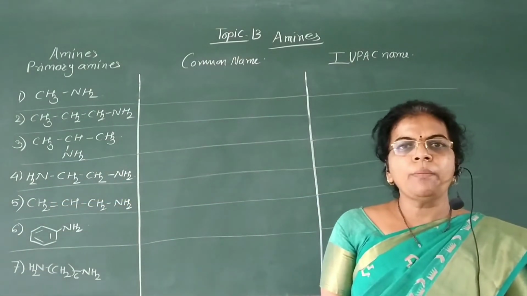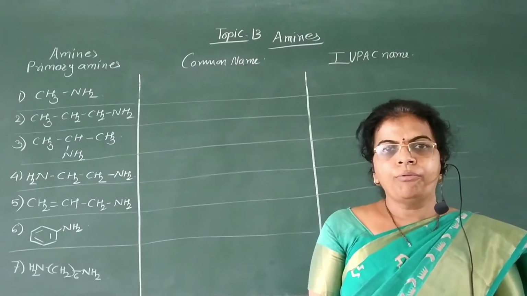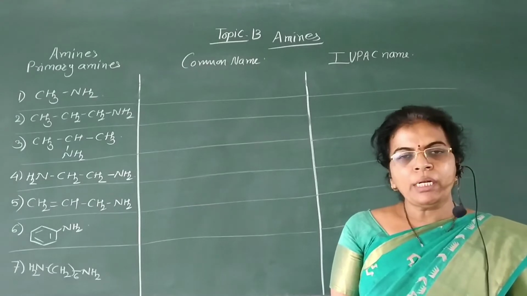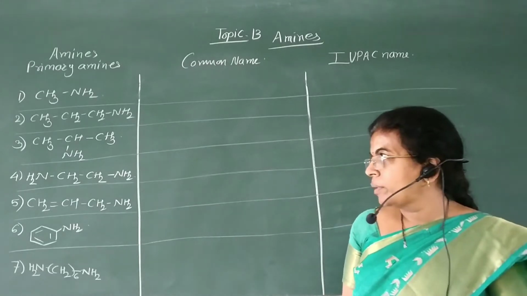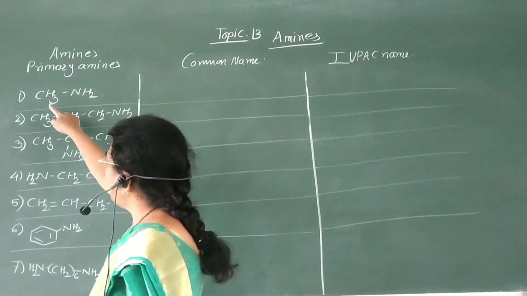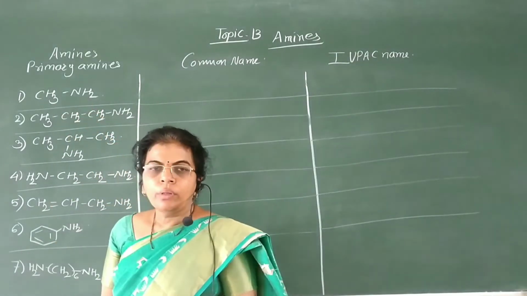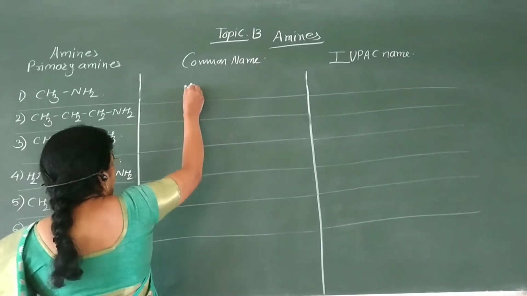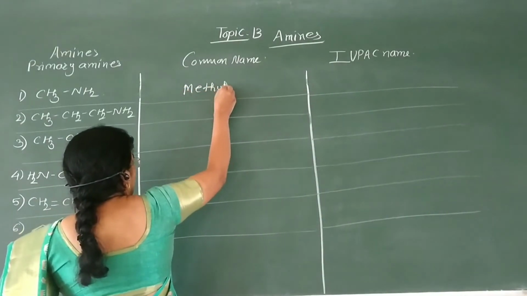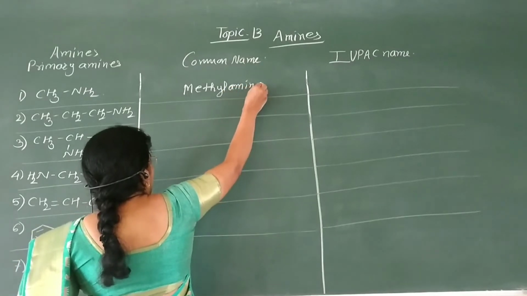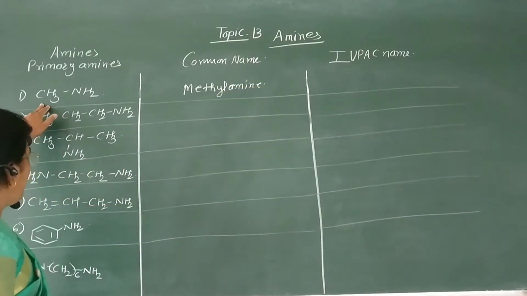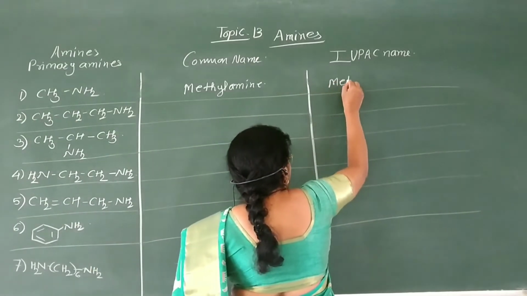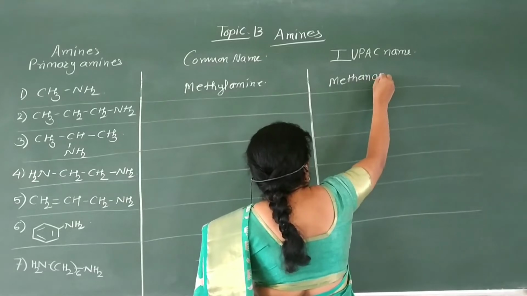Now we are going to see some examples of amines, in which first we are going to see the nomenclature of primary amines. Now here the first example is CH3NH2. Now in the case of CH3NH2, the common name is methylamine. And the IUPAC name is methane amine. That is, replace the suffix E from methane by amine.